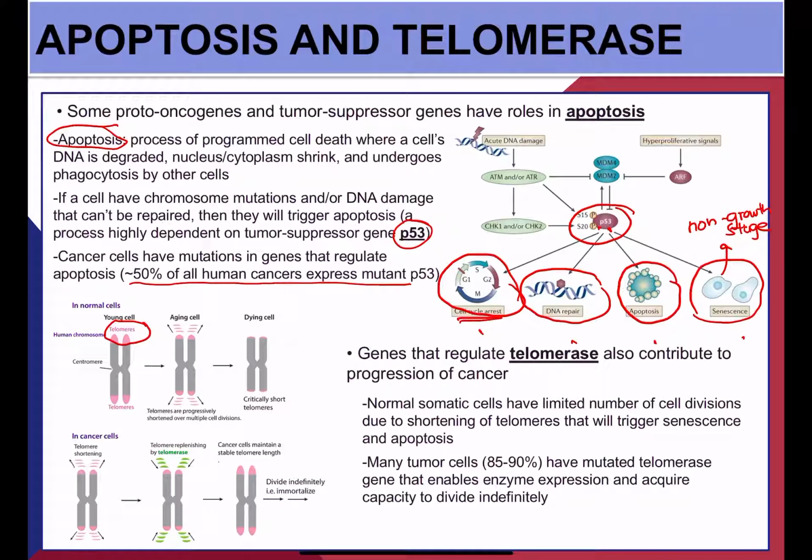Okay, normal somatic cells should only have a limited number of cell divisions. Okay, and that's limited by the shortening of telomeres. Every cell division, you have a shortening of telomeres. And with more cell division, you're going to get to a point where the telomeres are so short that it's going to trigger senescence, meaning no growth stage, and also apoptosis, because it's our way of regeneration of new cells.